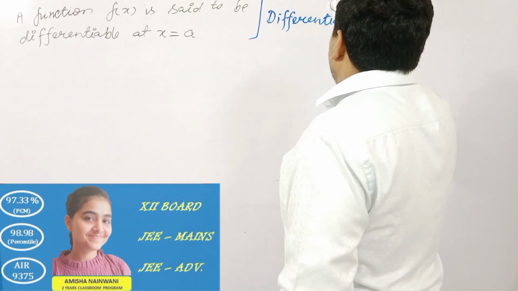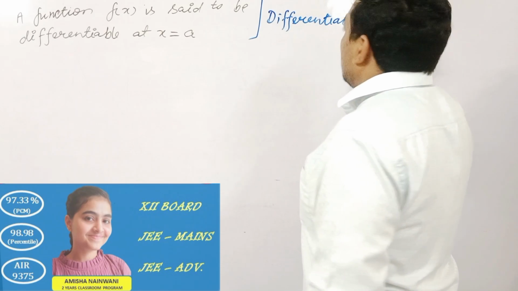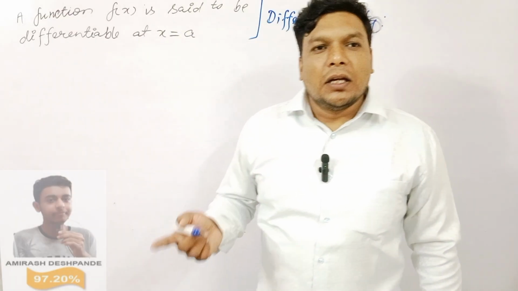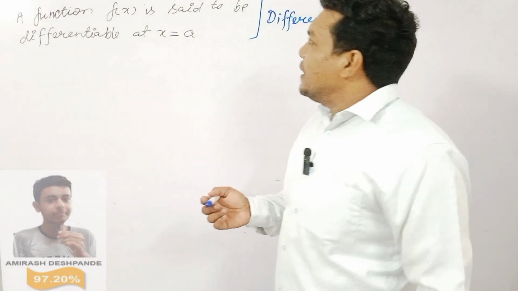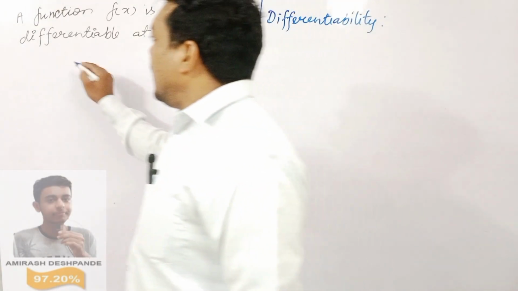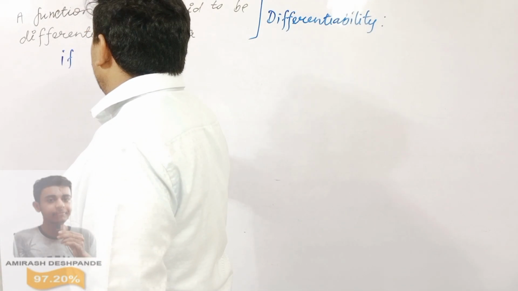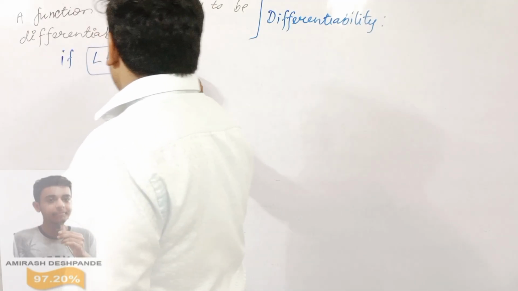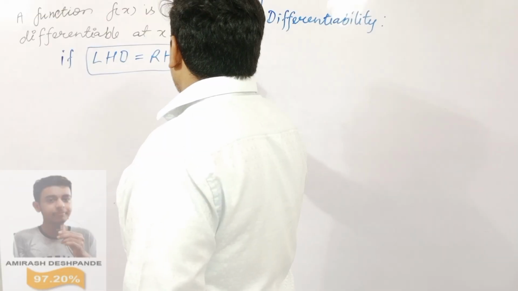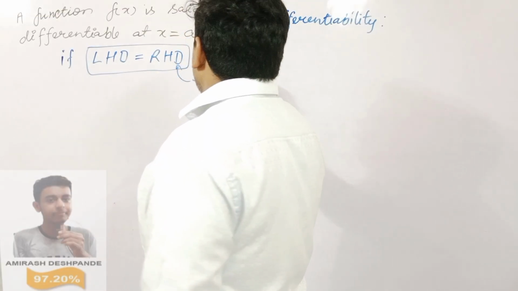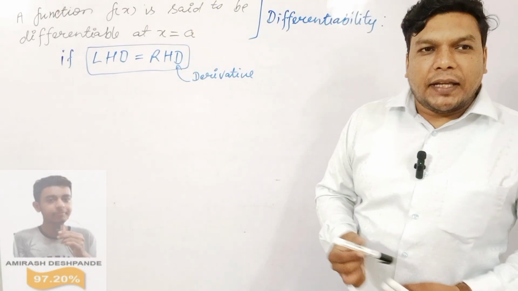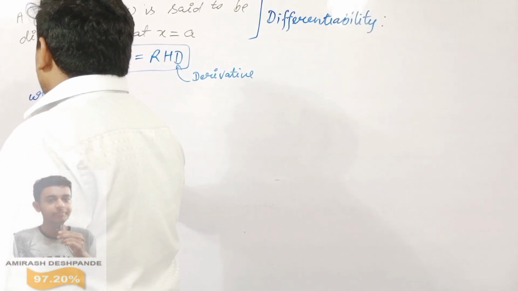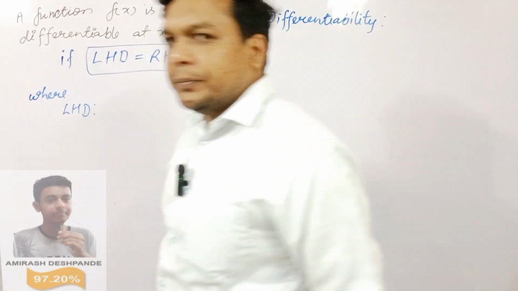Similarly, to check whether a function is differentiable or not, we will calculate LHD and RHD. A function is said to be differentiable at x equals a if LHD is equal to RHD. Here D stands for derivative. That means left hand derivative is equal to right hand derivative. Where, what is LHD?